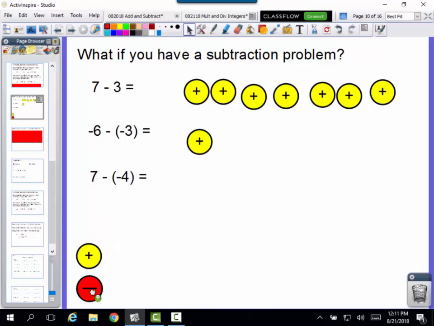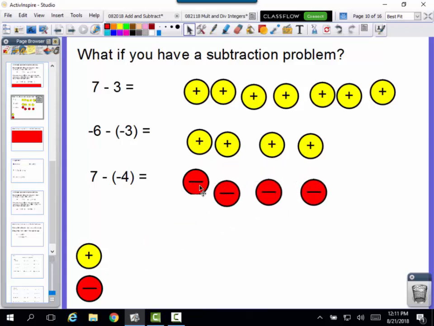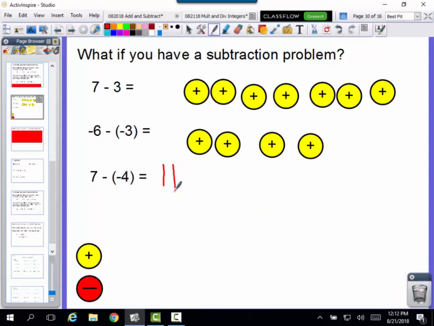So if I were to add a 0 pair to the problem, it didn't change its value any, but it does add a negative into the problem. So what if I added that 4 times? I added 4 0 pairs. Well, it still has a value of 7, but it tells me that I have 4 negatives I can now take away. So if I took these 4 negatives away and threw them away, as the problem says, it gives me a value of 11.